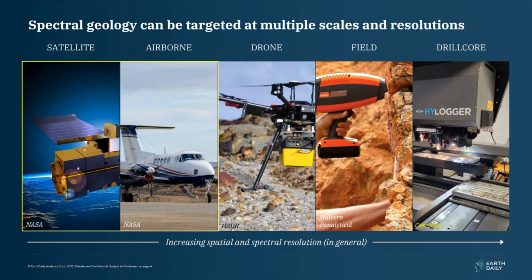So we can work out from known drill core and then look at where we can see it in our satellite data too. And generally, as we move from left to right here, we're going to be increasing in our spatial resolution, so the pixel size is going to be much smaller. Sometimes there are differences there, but in general, that's going to be the case.